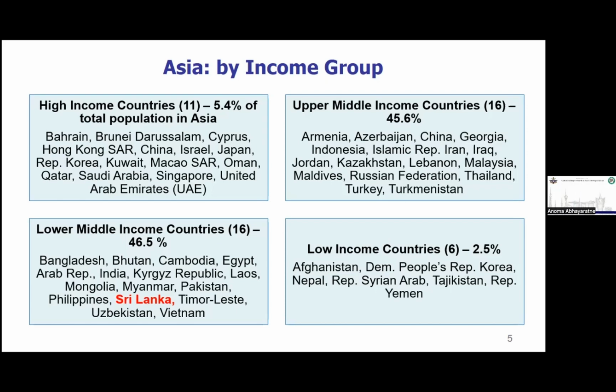Lower middle income countries account for 46.5% of the total population. Sri Lanka was in that category until last week. Last week, the World Bank decided to change the category of income to low-income countries. So the South Asian countries like Bangladesh, Bhutan, and Pakistan are in lower middle income countries. All the other countries are in low income countries. Now we are among low income countries.